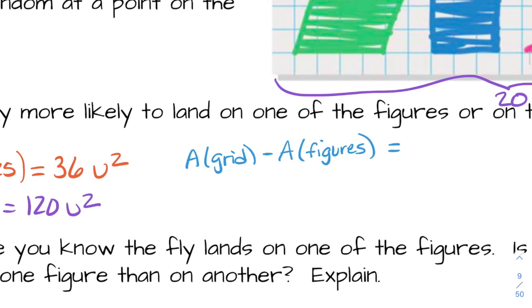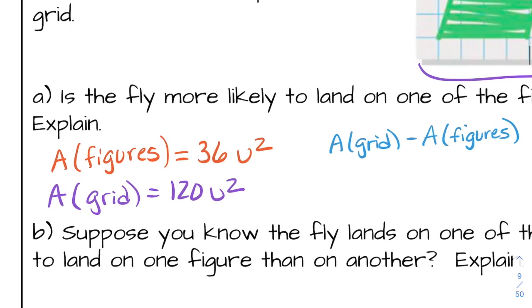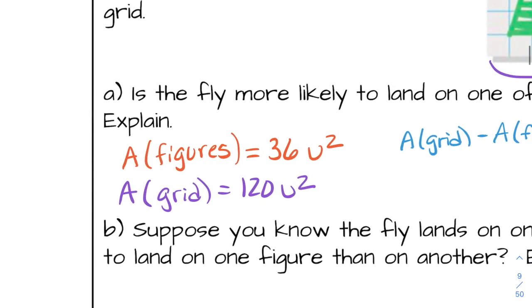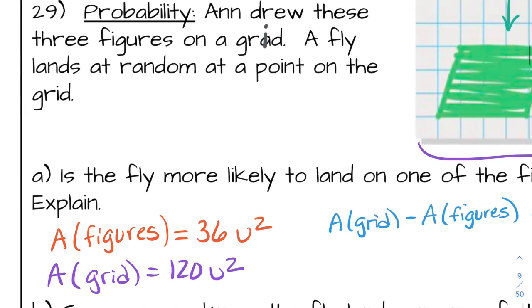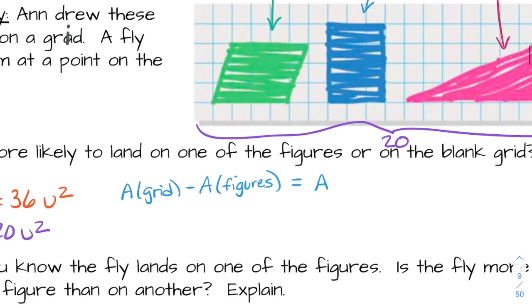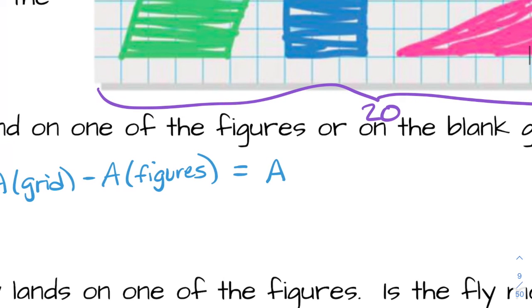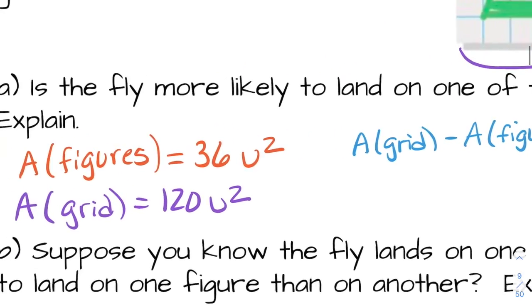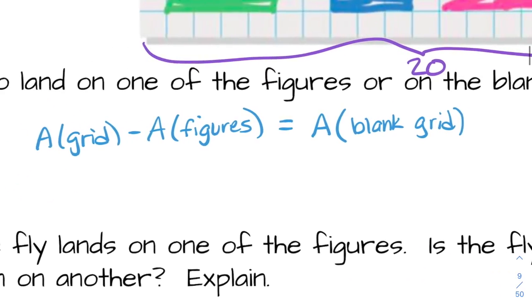and that will give me the area of, you know what? Well, the grid, when I'm talking about this grid, I'm talking about the whole thing. I'm talking about everything that's possible. Let's say the area not shaded on grid. So it's the blank grid. Oh, you know what? Let's call it blank grid. This grid word will stand for the total grid, and this one will be our blank grid.